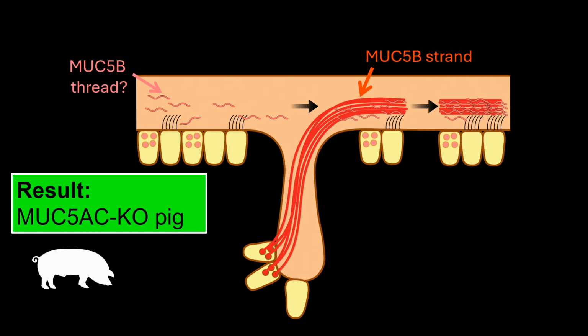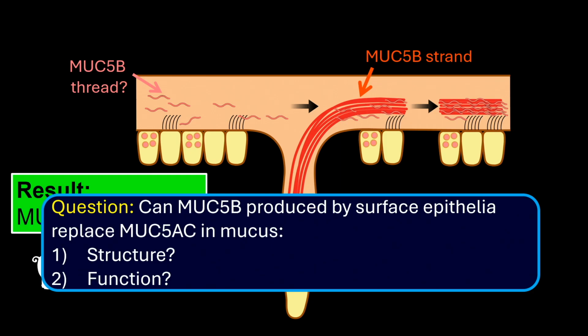Can it form threads? Is it forming some other structure? And so we use the opportunity to ask the question, can MUC5B from the surface epithelium replace MUC5AC in both mucus structure and in its function? I'd like to first talk about mucus structure.